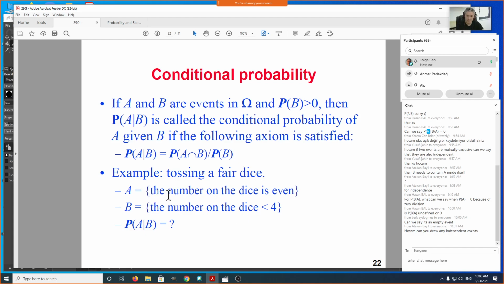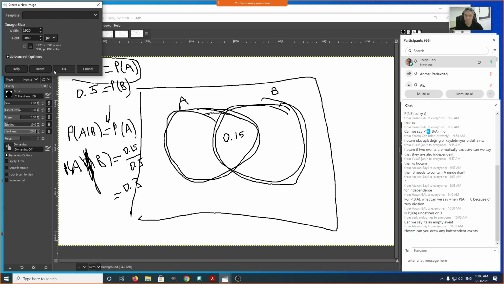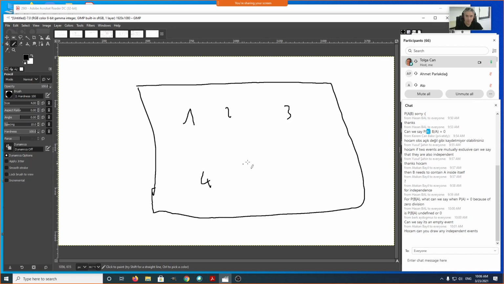For example, look at this example on the slide: tossing a fair die. Actually, we are going to throw a single die; dice is plural. The events are: the number on the die is even, and the number on the die is less than 4. So let's write these events. Here is my sample space, which contains 1, 2, 3, 4, 5, and 6.